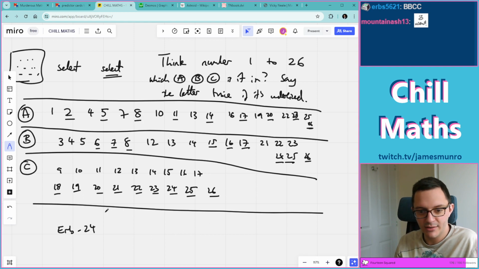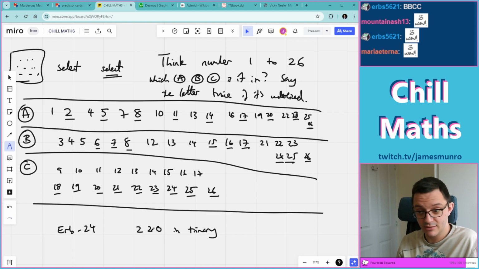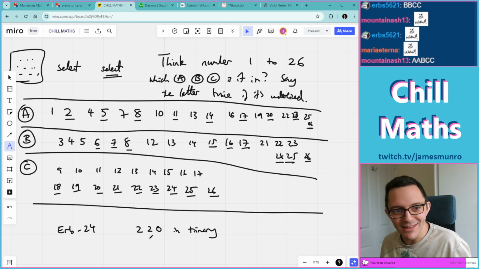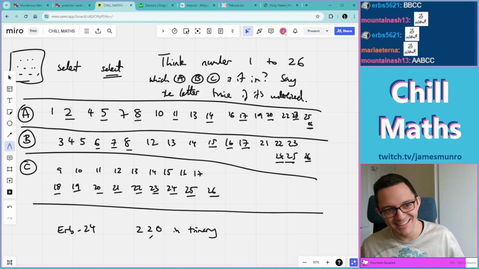But said differently, that's because Herb's number is this in trinary, which is 24, because it's 2 nines and 2 threes. Oh, this is great. We designed a thing. I feel like we've genuinely done a thing.